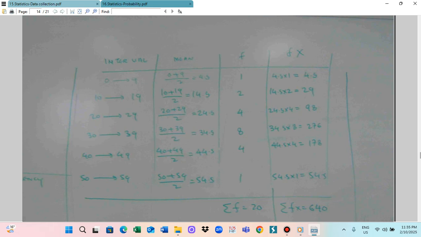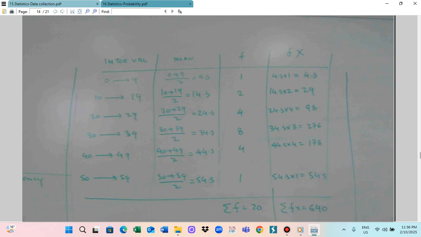And the 40 to 49. For this it is 40 plus 49 divided by 2, so this becomes 44.5. So 44.5 multiply 4 is equal to 178. And the mean between 50 to 59. So 50 plus 59 divided by 2, so this becomes 54.5. The frequency is 1. So 54.5 multiply 1 is equal to 54.5. So you get the mean.